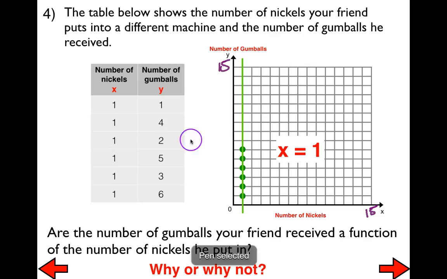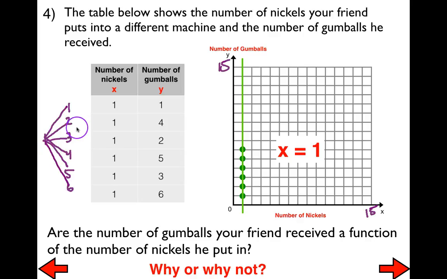Again, you could have mapped this if you wanted to. You can see the different outputs; the input was 1. The different outputs were 1, 2, 3, 4, 5, and 6. And then you would map it 1 to 1, 1 to 4, 1 to 2, 1 to 5, 1 to 3, and 1 to 6. You'll notice that the number 1 has definitely more than one output. So here you can also clearly see that it is not a function.